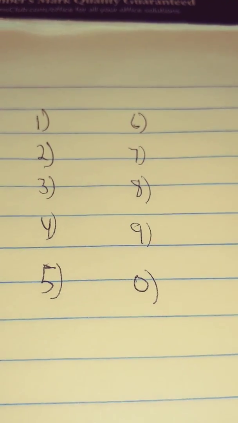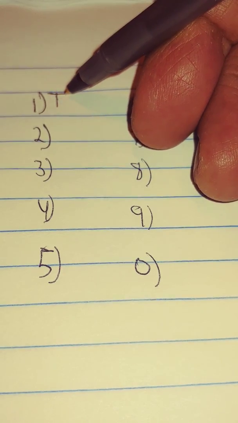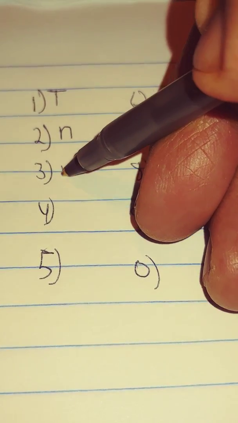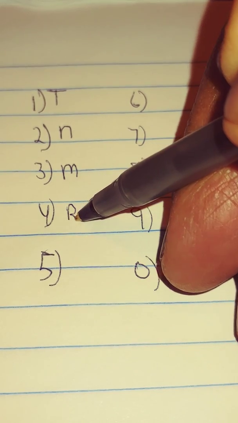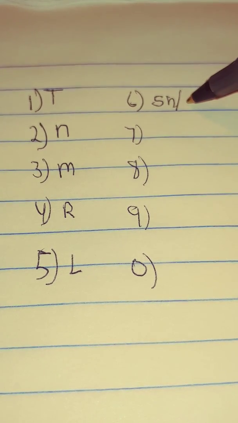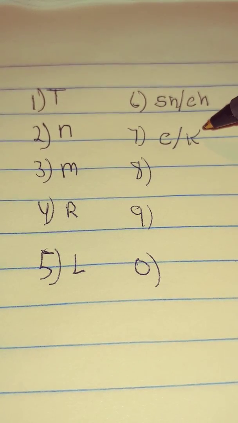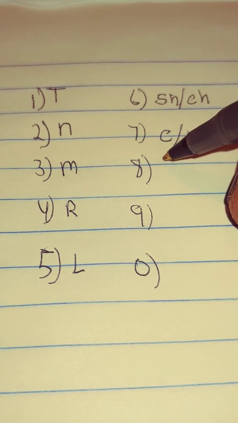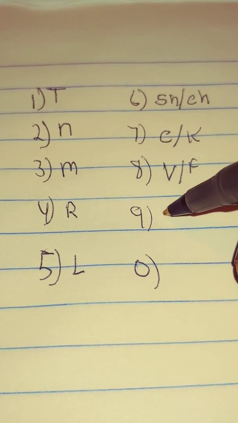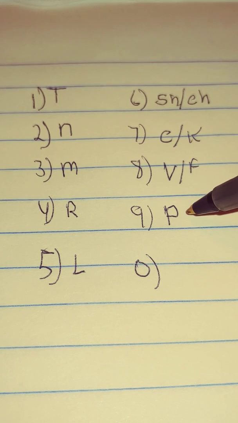Okay, so we have the sounds. Number 1 was a T, 2 was an N, 3 was an M, 4 was R, 5 was L, 6 was a sh or ch sound, 7 was a hard C or K sound, like collar, kite, cat. 8 was V or F. 9 was P, like peak, P, P, P, also B.